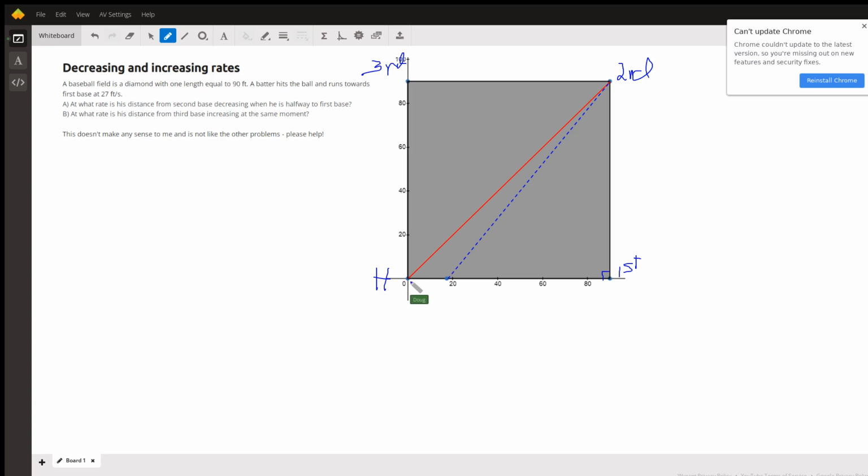And the runner is heading from home plate towards first base at a rate of 27 feet per second. And I'm going to call this little distance right here, how far he's traveled, K. So what we're told is that dk/dt, that's actually increasing at 27 feet per second.